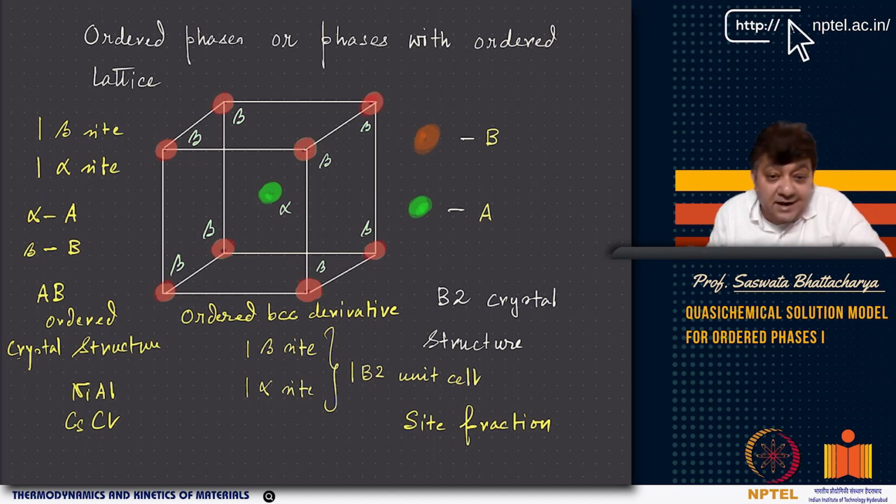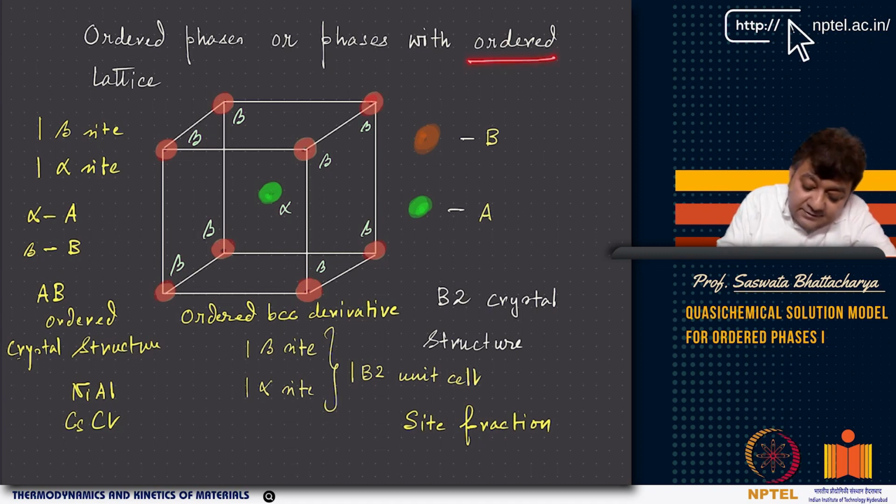We did it in two ways. One is an ideal solution, where we assume that there is no interaction or the interactions exactly balance out, and the regular solution, where interactions can lead to deviation from ideality, positive or negative. In one case, you get clustering, where you have more like bonds, AA and BB, than unlike bonds. In the other case, you have more unlike bonds than like bonds. But here you already have an ordered lattice, and if you have an ordered lattice, the random alloy approximation no longer holds.